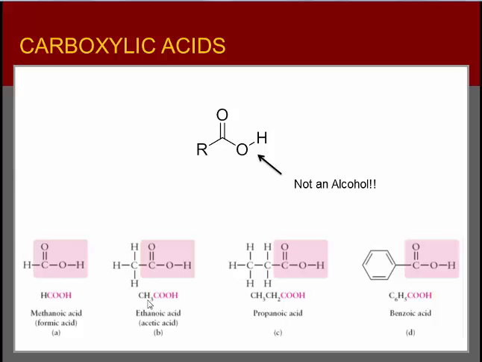A 2-carbon carboxylic acid derived from ethane turns into ethanoic acid. It's also commonly known as acetic acid. That's one of the components of vinegar. 3-carbon chain, propanoic acid. Notice we aren't putting 1s here to indicate where the acid is because it has to be on the end. It can have a carbon chain on one side, but the other side has to be an OH. So this is always the end of a molecule. And then if we have a carboxylic acid attached to a benzene ring, we call that benzoic acid.